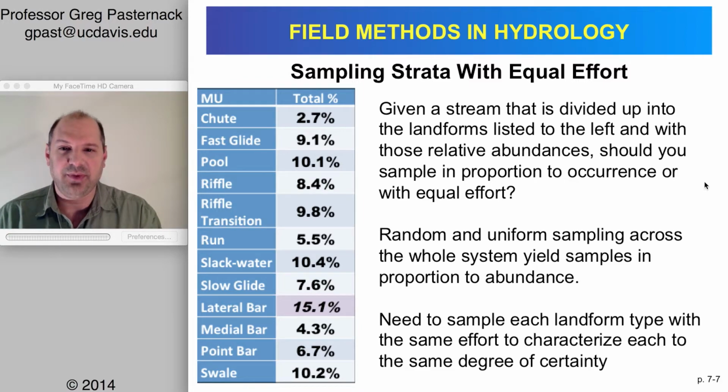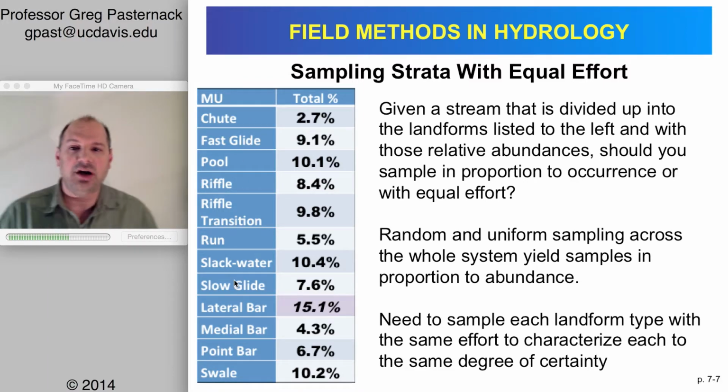So for example, on the left, I have a number of landforms, or also we call morphological units, or channel units, or just MUs. And these are typical ones you've probably heard of for streams. And you can see, in this case, the abundance of each one along about a 37-kilometer section of a river. You can see that lateral bar is most abundant, and on the other end, chute is hardly abundant at all.